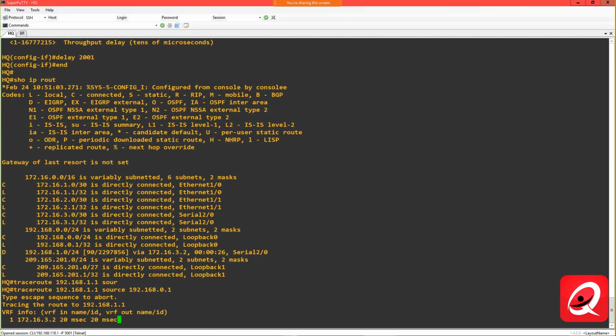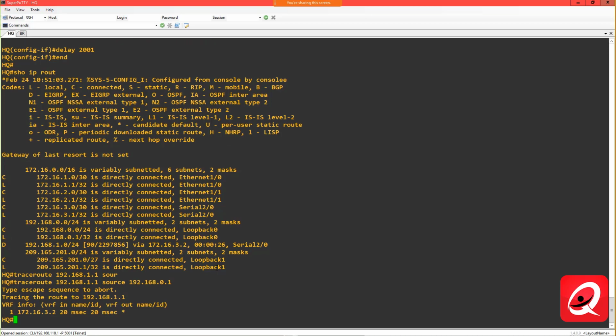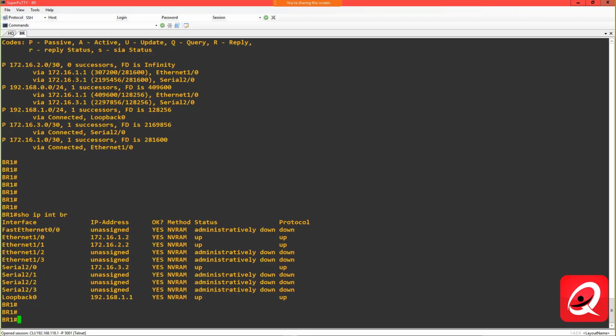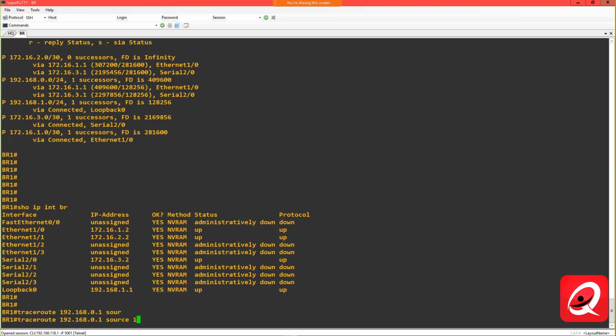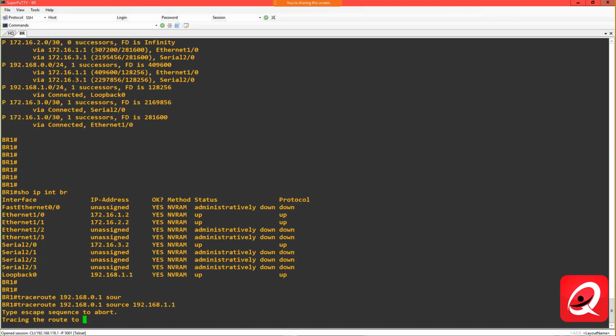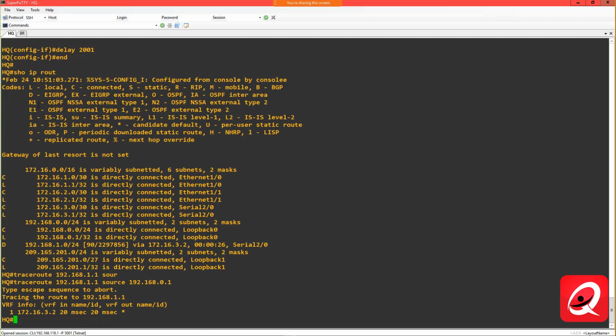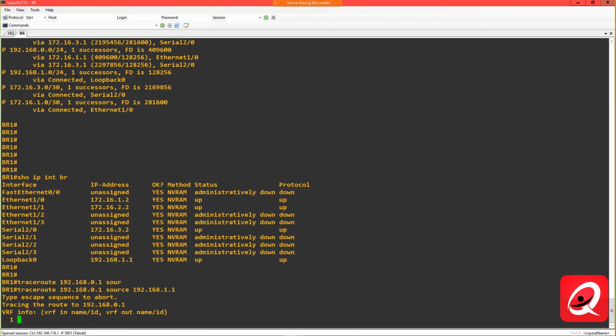Okay. So I sent the packet over 3.2. Now if I do the same thing on the branch router, traceroute 192.168.0.1, source 192.168.1.1, I should see that I'm actually using the 172.16.1 subnet to reach that destination, and we were using the 3 subnet to get back.